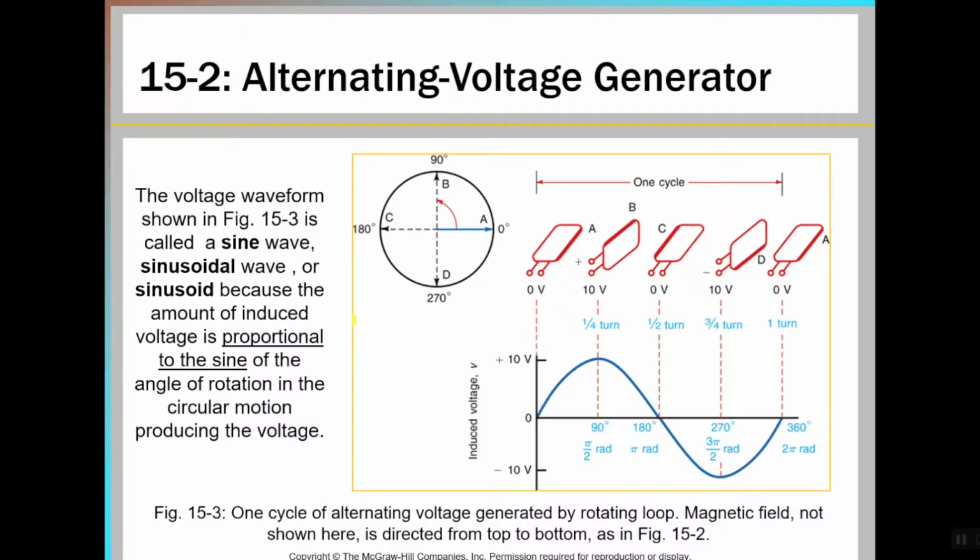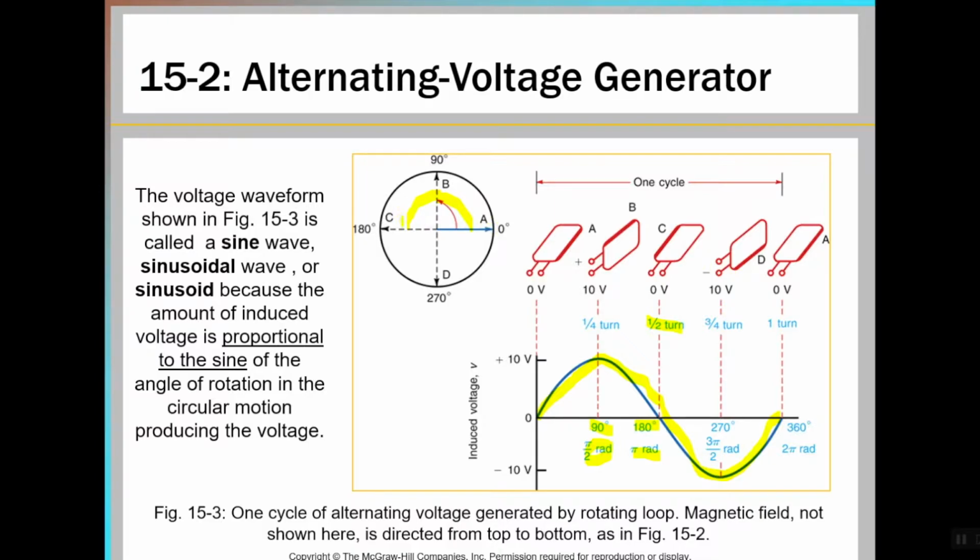So if we look at the waveform, here's what it looks like. A quarter turn is at our maximum. We're at 90 degrees, or pi over 2 radians. When it has flipped over, this will be 180 degrees, a half a turn. We're back at 0 again, at 180 degrees or pi radians.